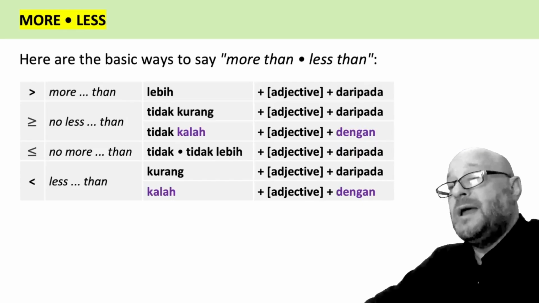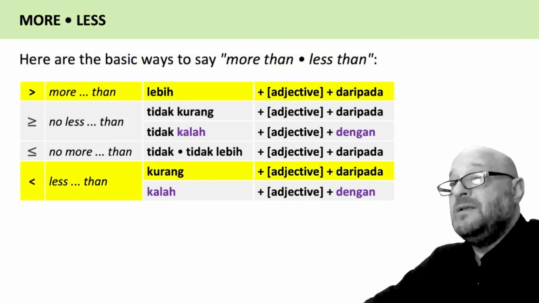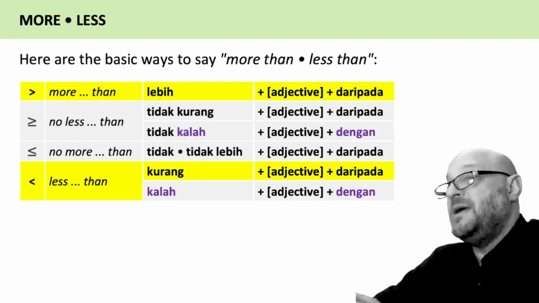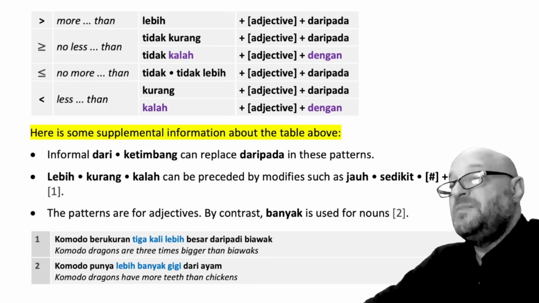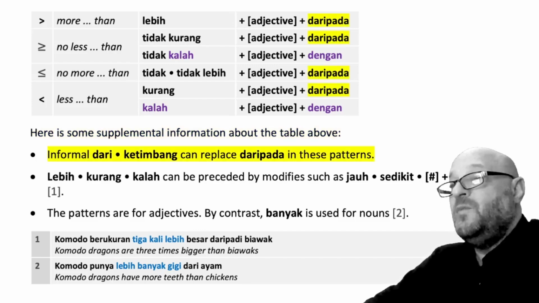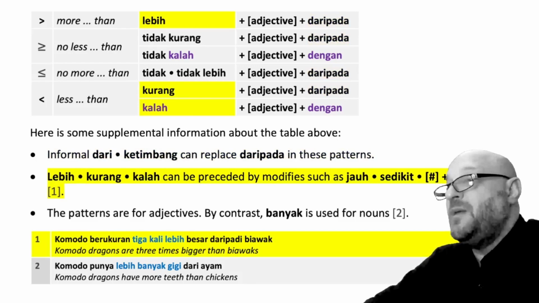More or less. Here are the basic ways to say "more than" or "less than." For example, more than: lebih plus adjective plus daripada. Less than: kurang plus adjective plus daripada. Here is some supplemental information about the table above. Informal dari or ketimbang can replace daripada in these patterns. Lebih and kurang can be preceded by modifiers such as jauh, sedikit, or a number.